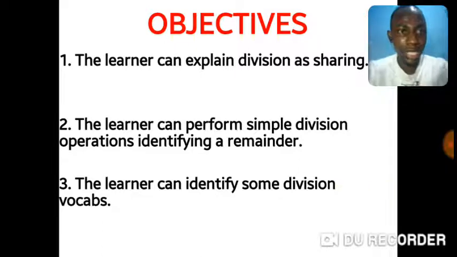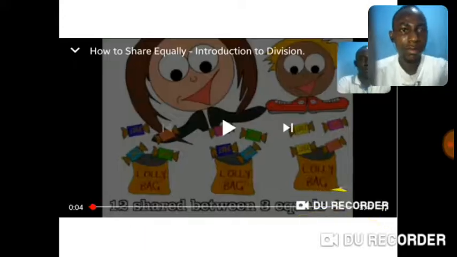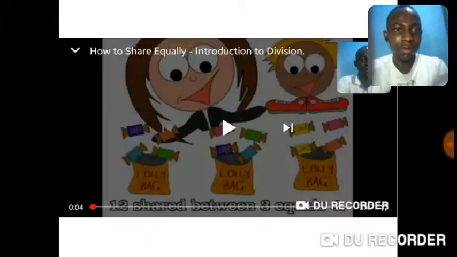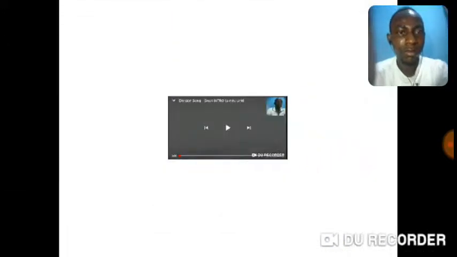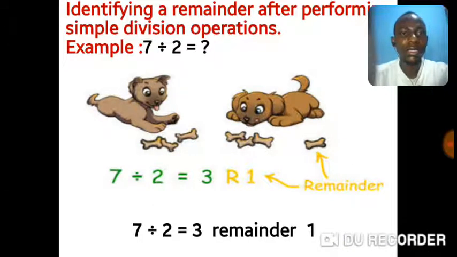Now prepare for the lesson. Now, let's look at identifying a remainder after performing simple division operations. Example: 7 divided by 2 is equal to what? Or 7 shared by 2 is equal to what?